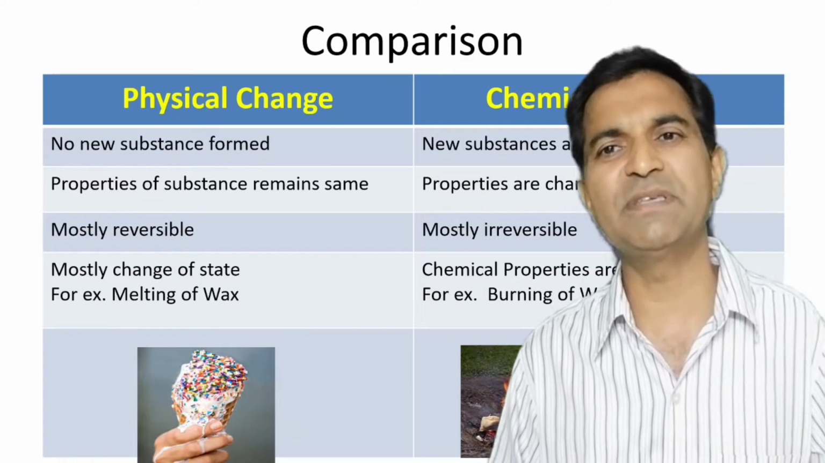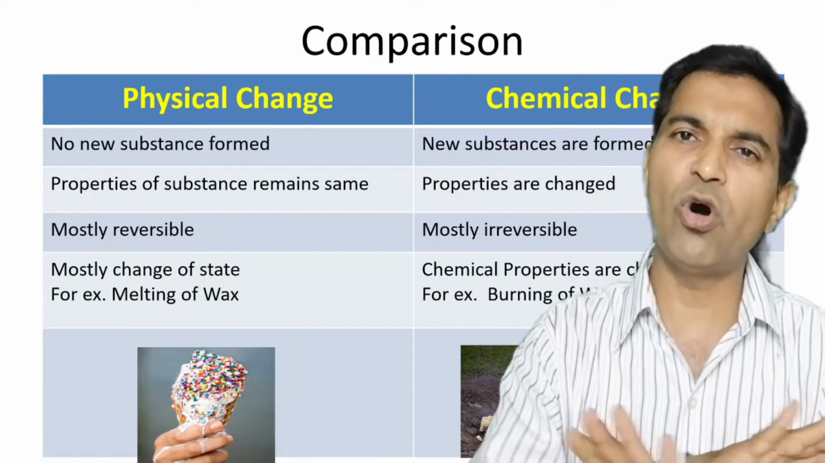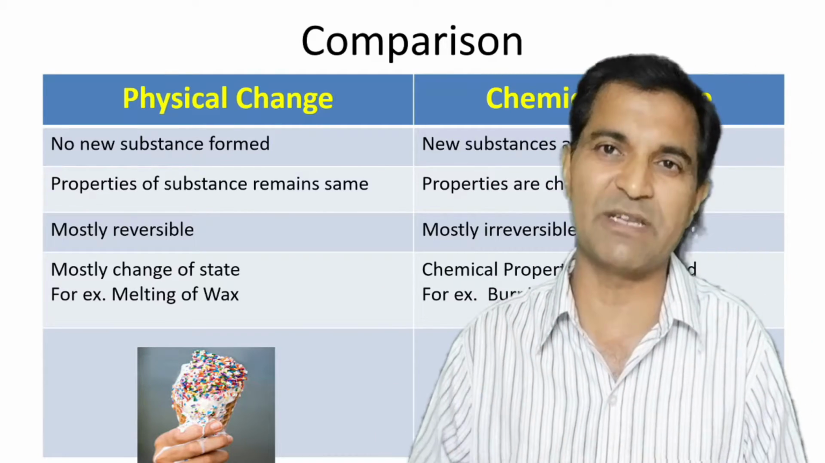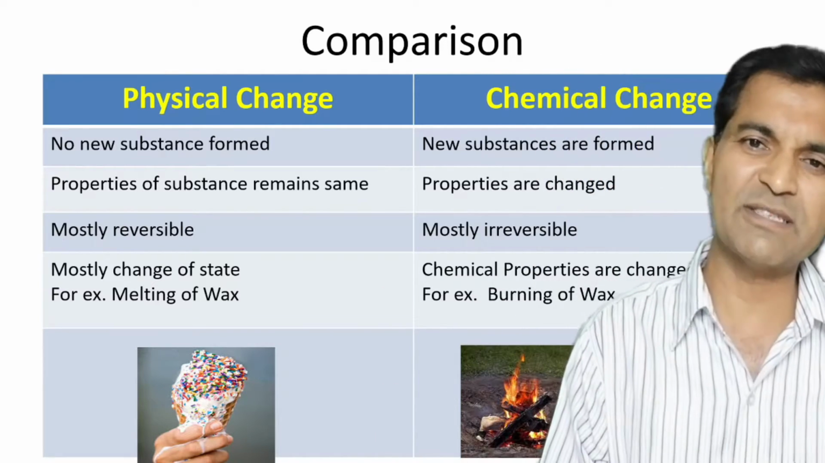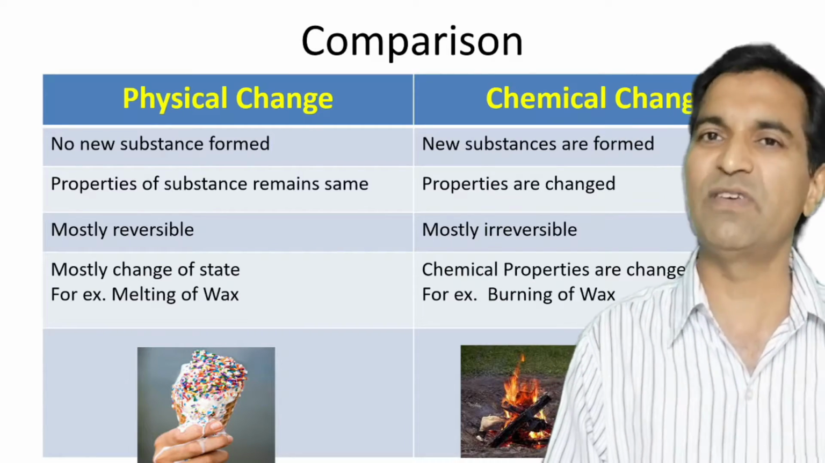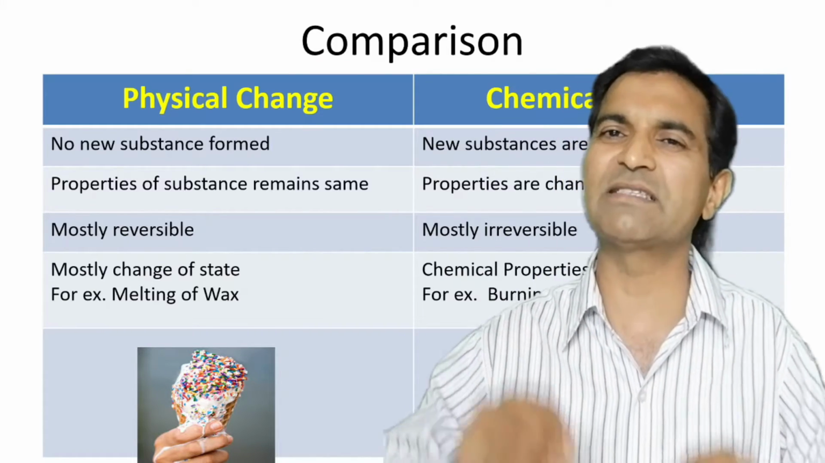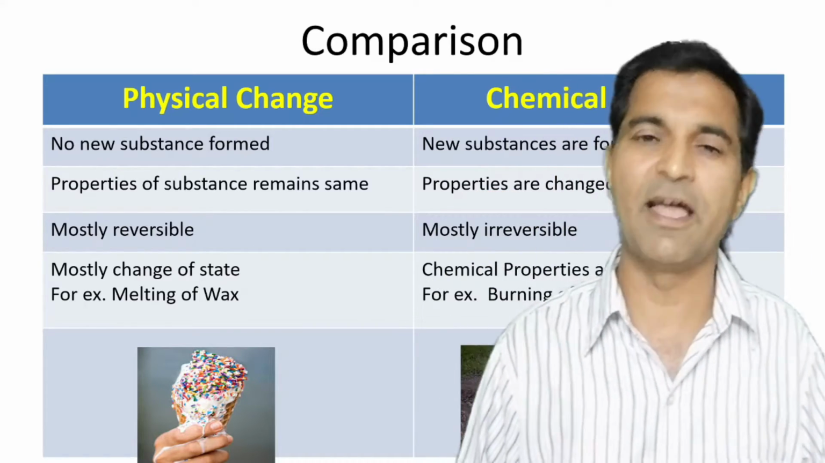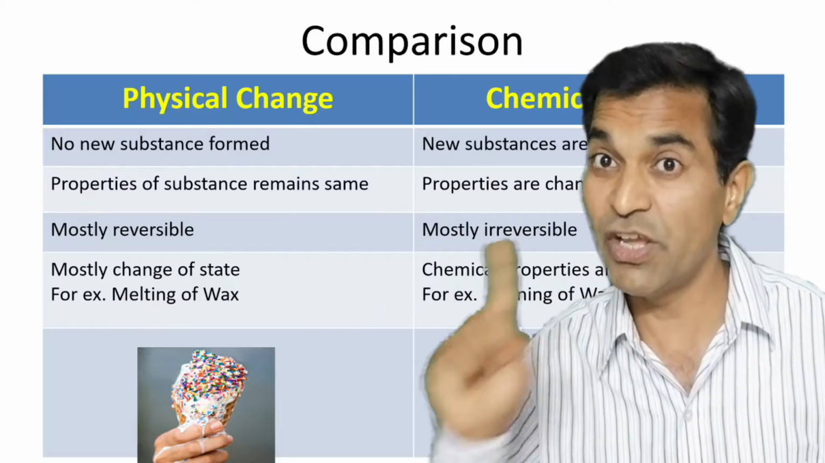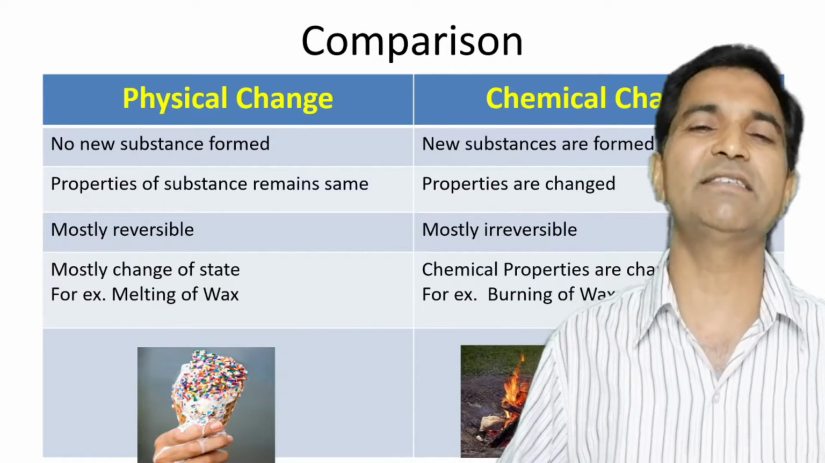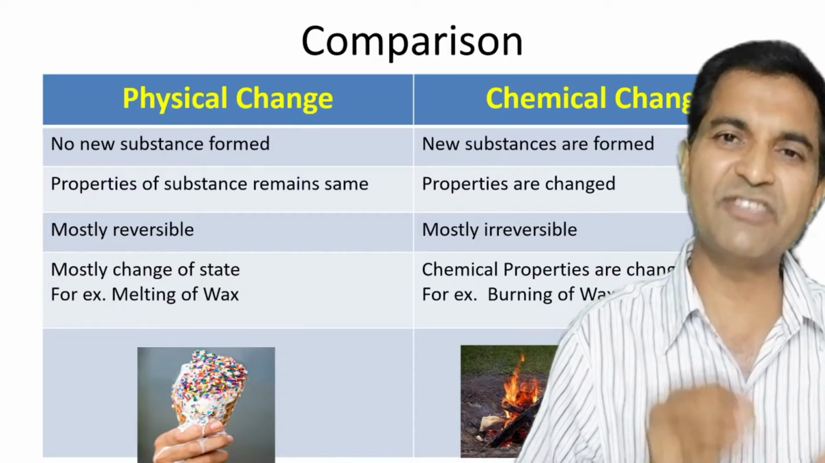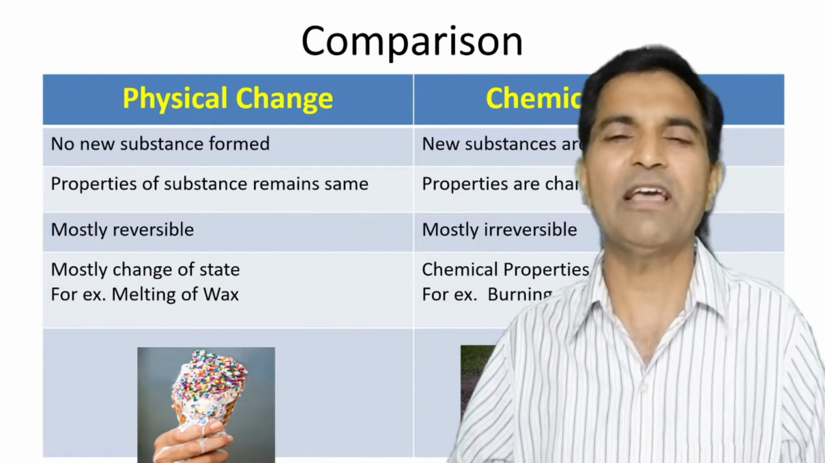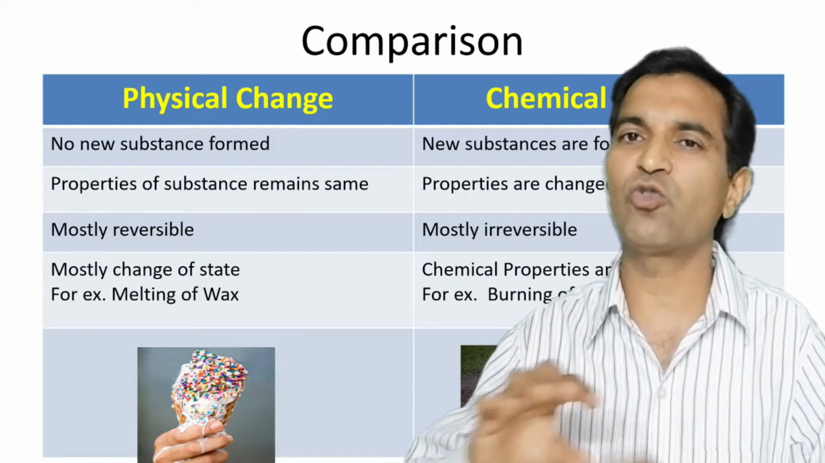Now let us compare physical and chemical change. Actually, no new substances are formed in a physical change, but in chemical reactions, new substances are formed. Properties of the substance remain almost the same in a physical change, but properties of the substance change drastically in chemical reactions. Chemical reactions are mostly irreversible, whereas physical changes are mostly reversible. Mostly a change of state occurs in a physical change, while chemical changes are totally different.